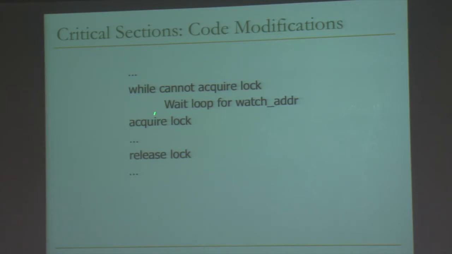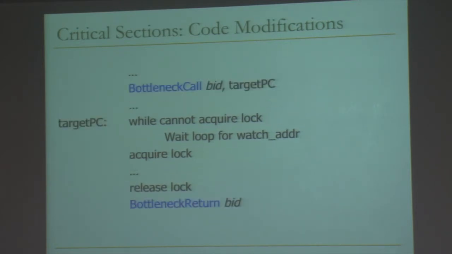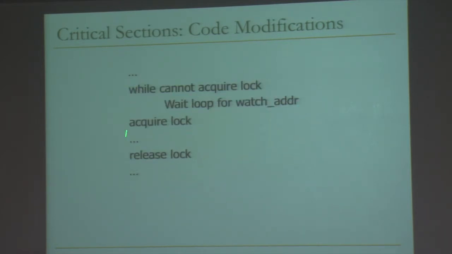This is an example of a critical section. This is the critical section itself. You acquire the lock, release the lock. And this is the waiting, right? While you cannot acquire the lock, you have some waiting mechanism. This could be in your function.